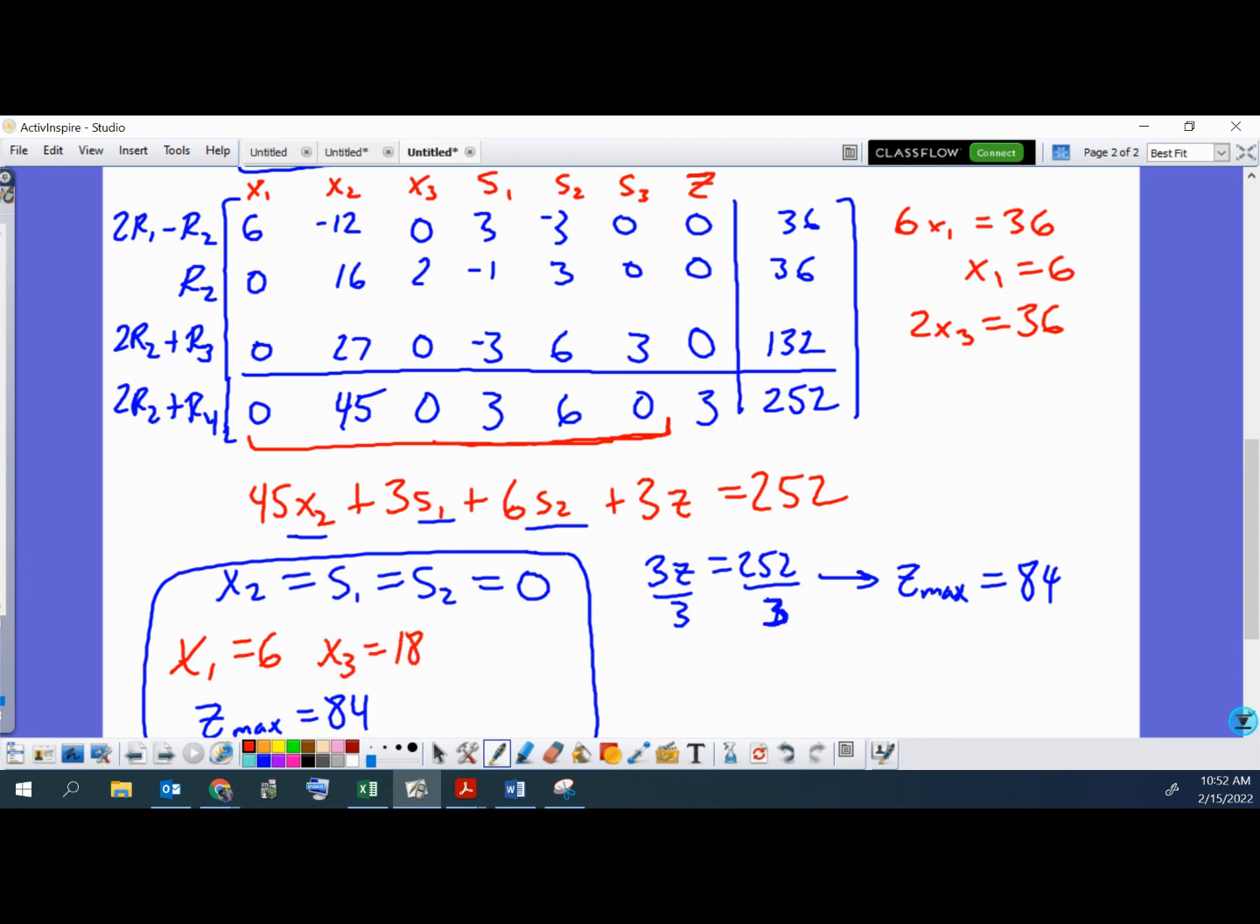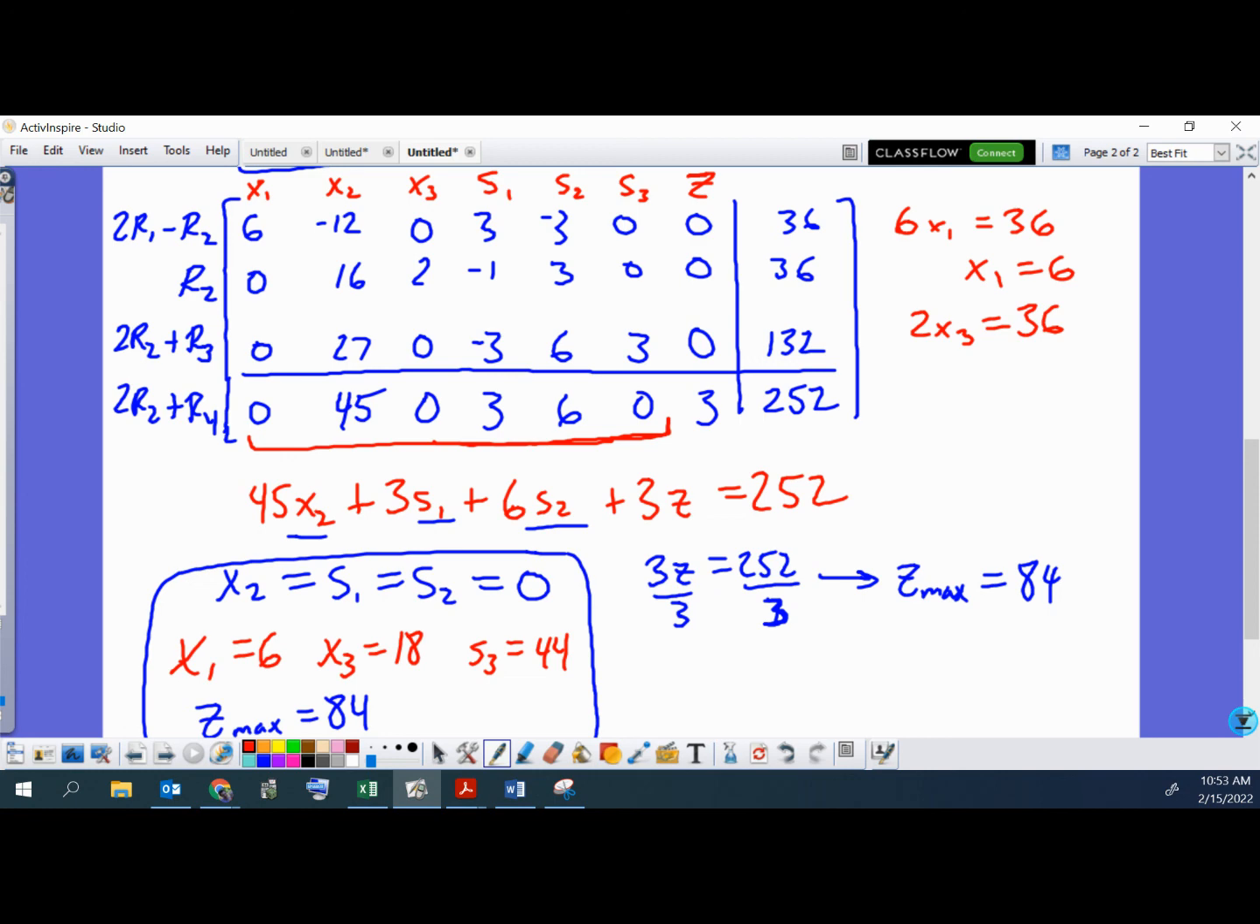And then finally, the last row there, if you look at it again, that's 0, that's 0, that's 0, and we have 3s3 equals 132. If you divide, we're going to get s3 equals, let's see, 3 goes into 13 4 times, 12, 44. And so that's the solution. You get that max value of z of 84. One way to get it at least is to have x1 be 6, x3 be 18, and s3 be 44. The other variables all are 0.